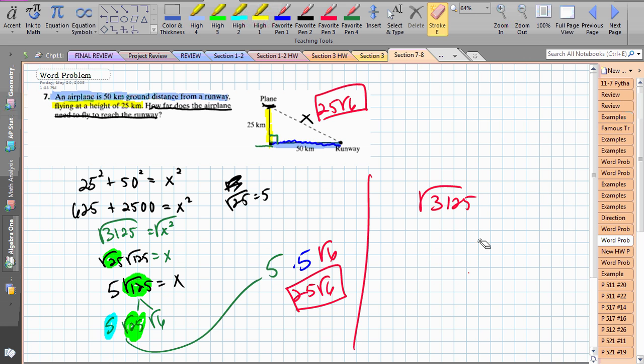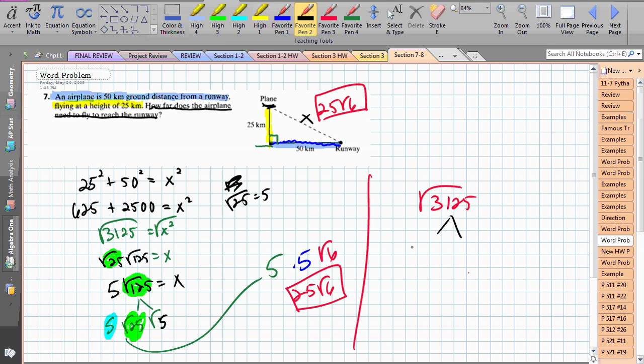Hang on here. 3125 divided by 6... 125 divided by... I'm sorry. I put a 6 here. It's not a 6, it's a 5. Okay, I apologize. Notice 25 times 5 is 125, not 6. 25 times 6 is 150. So I went a little too fast in there.